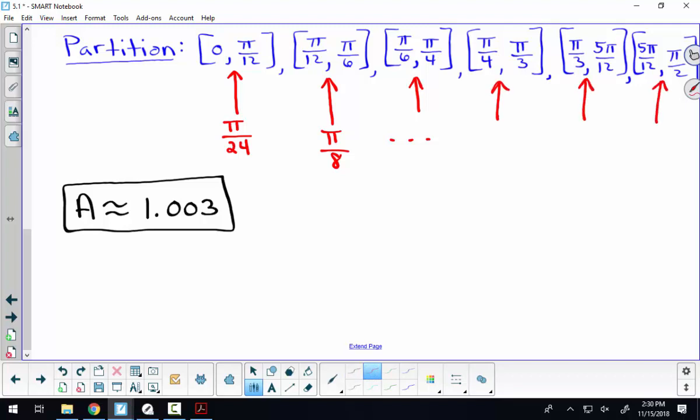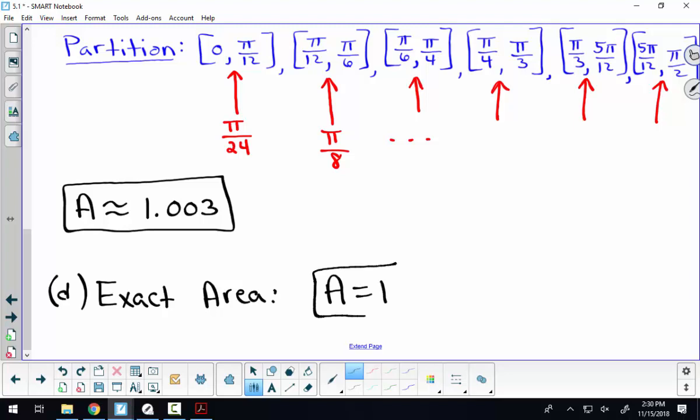And I guess maybe for an extra thing, so we can have a frame of reference for part D, the exact area is 1. Area equals 1. So then we can compare our left, right, and midpoint Riemann sums to the actual area. All three of them were relatively close, considering we're only using 6 rectangles.